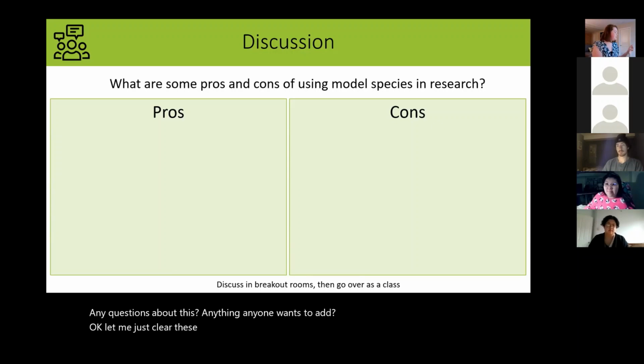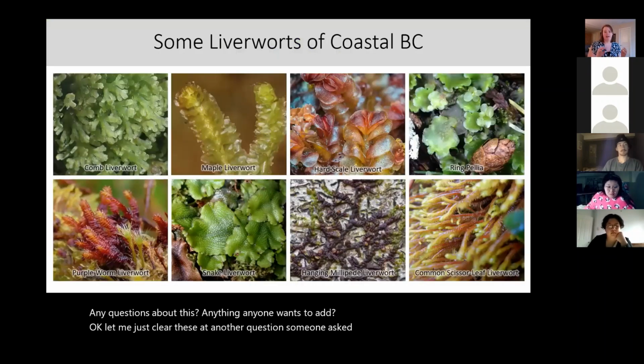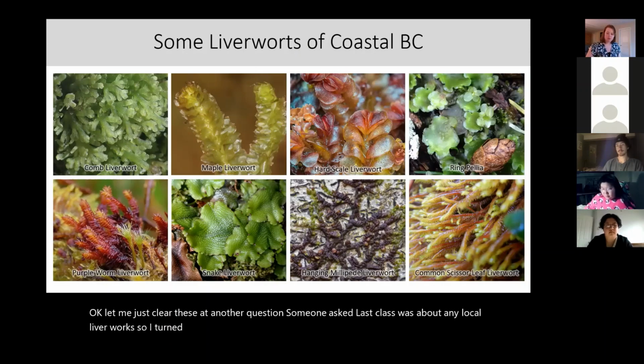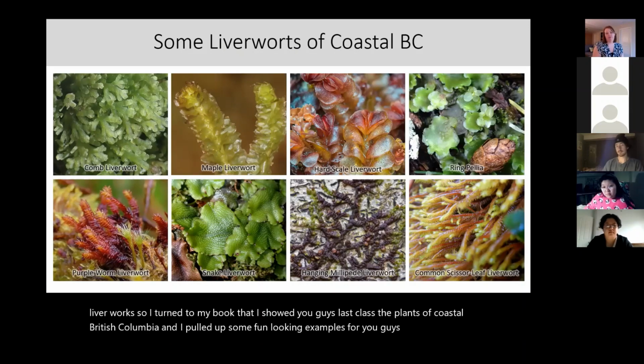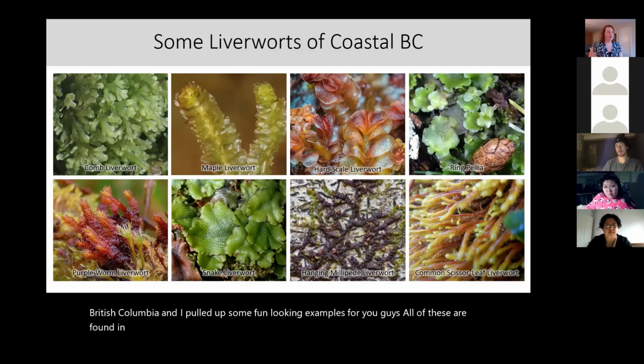Another question someone asked last class was about any local liverworts. So I turned to my book that I showed you guys last class, The Plants of Coastal British Columbia, and I pulled up some fun looking examples for you guys. All of these are found in our local area. And it's really interesting to see the diversity here, right?